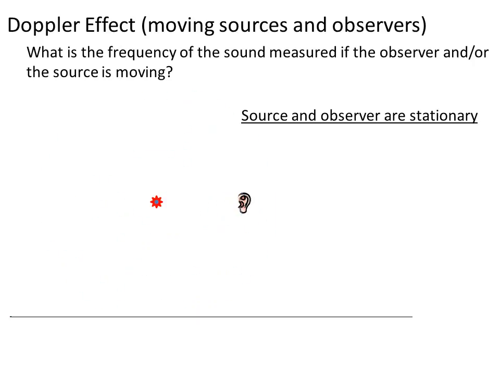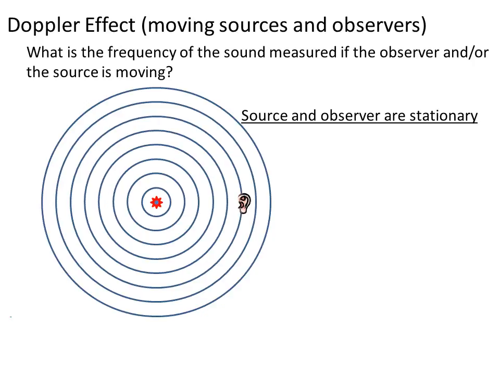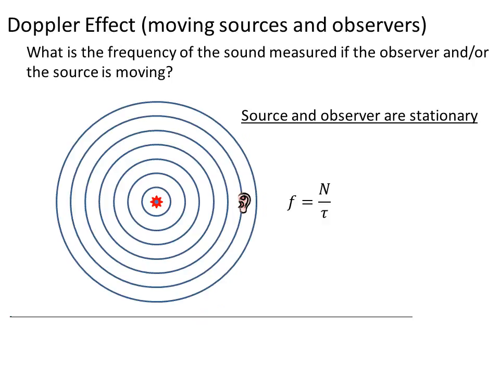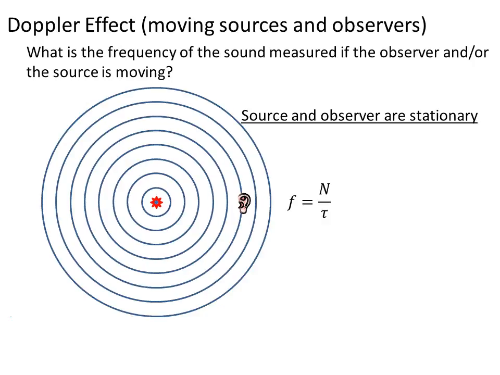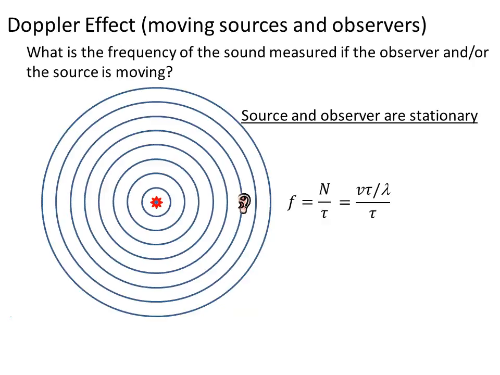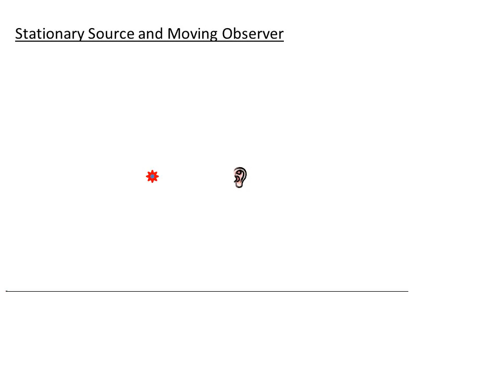If the source and observer are stationary, and the point source produces a sound wave, then we can figure out what frequency the ear hears fairly simply. We count the number of waves that pass an ear in a certain amount of time. That's the velocity of the wave times the time divided by the wavelength, again divided by the time it takes. So the frequency is just the velocity divided by the wavelength, which we found before.